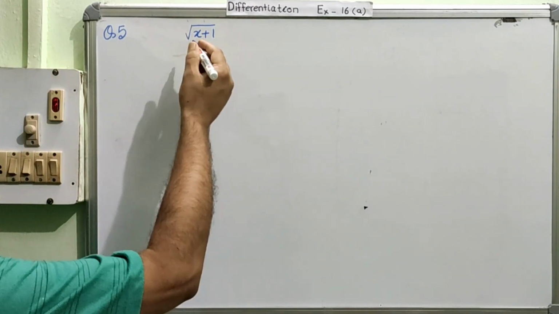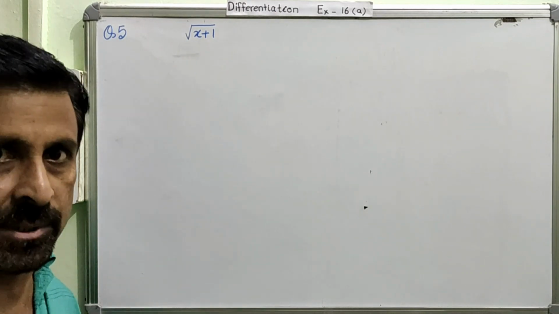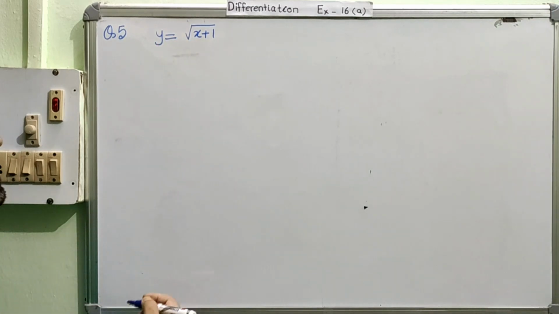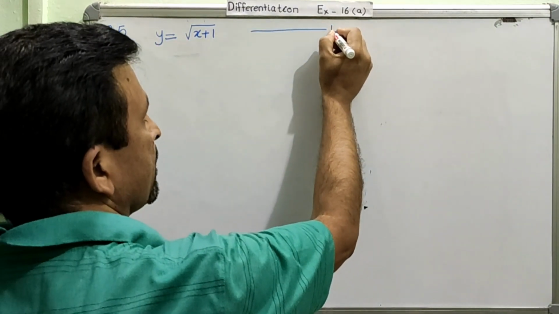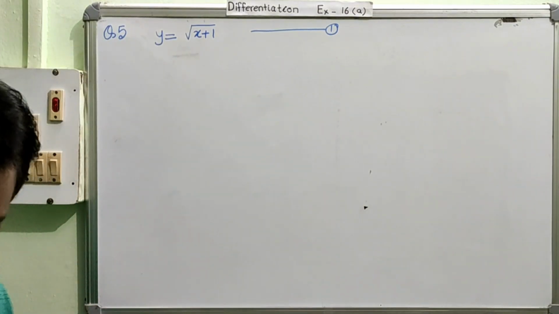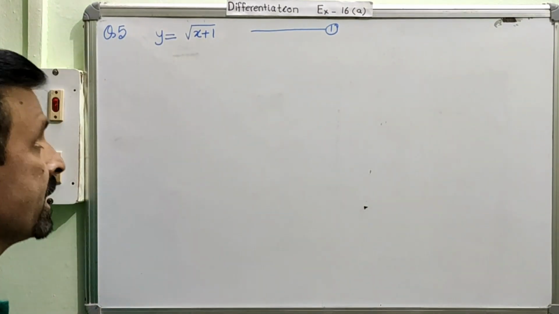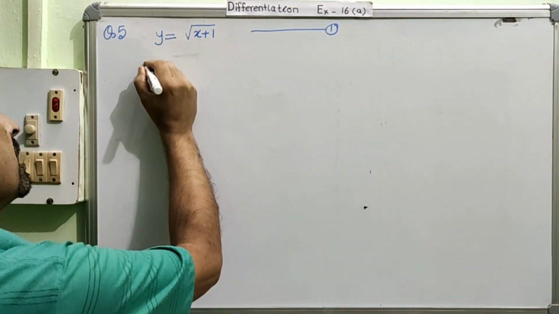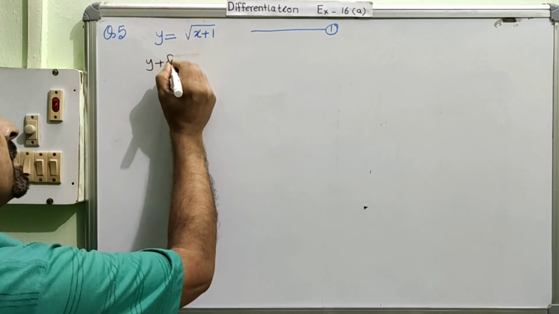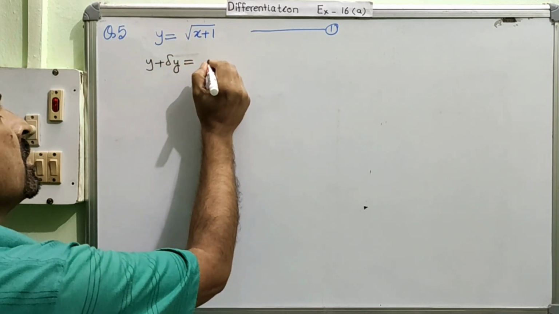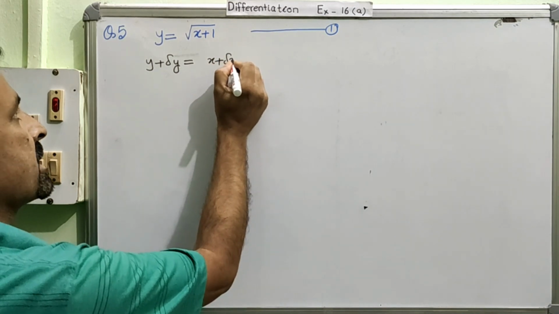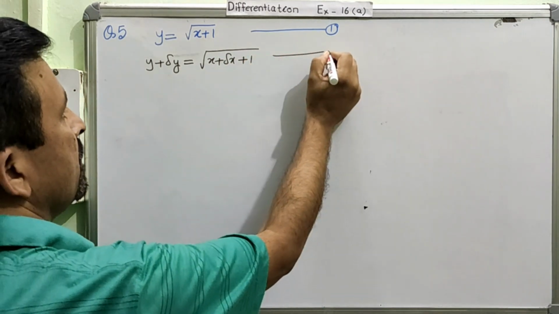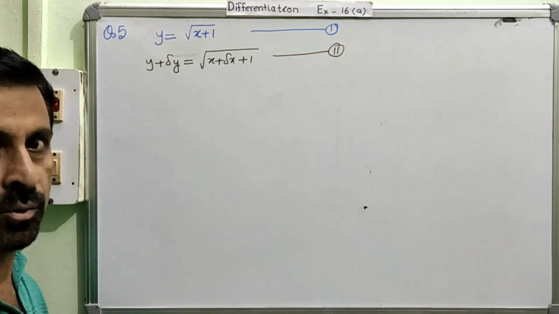So as usual we are going to differentiate this by using the first principle. So we will assume the function to be y, right? And then we name this as equation number 1. Is this very clear? Equation number 1. Next, we are going to increase y and x by a small quantity, that is delta y and delta x. So y plus delta y is equal to root x plus delta x plus 1. And then we will name this as equation number 2.